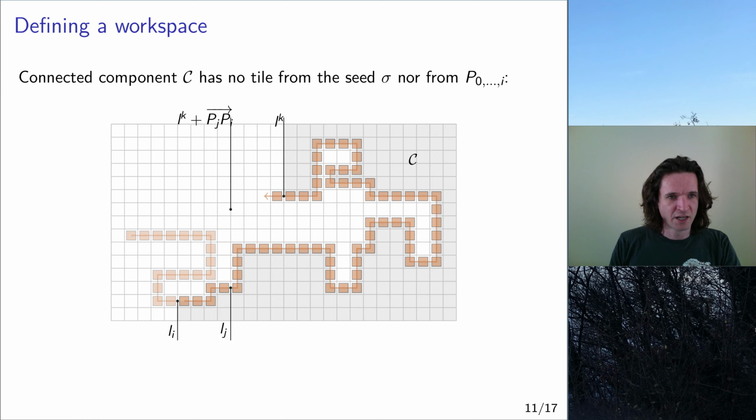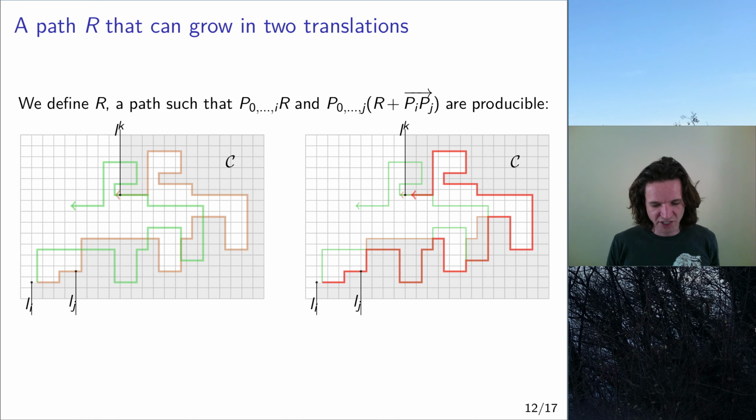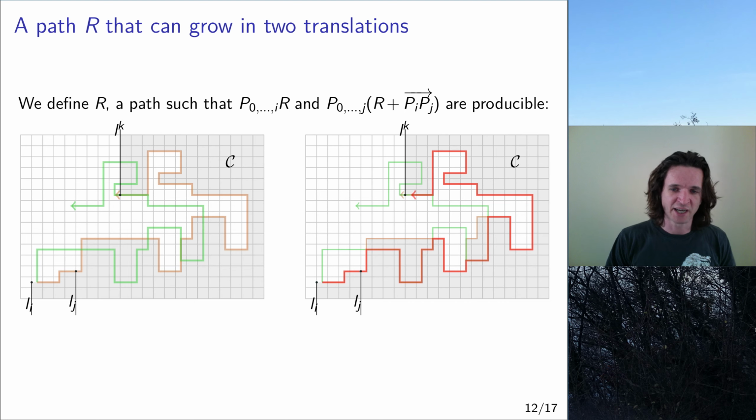Alright, the second important concept of our proof is the notion of this path R that can grow in two different translations. The way we build this path is by taking P here on the drawing on the left. P is shown in brown, and so we take the suffix of P from j on and we translate it back by PjPi. That translation is shown in green.